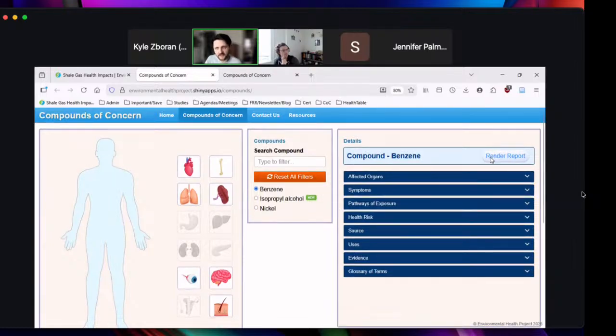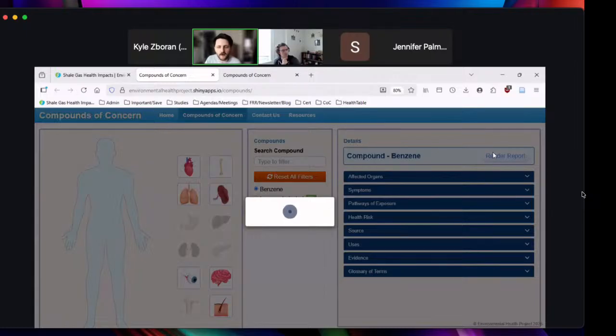The final thing I'll highlight here is that you can render a report by just clicking render report here. It'll take a couple of seconds to think about it.